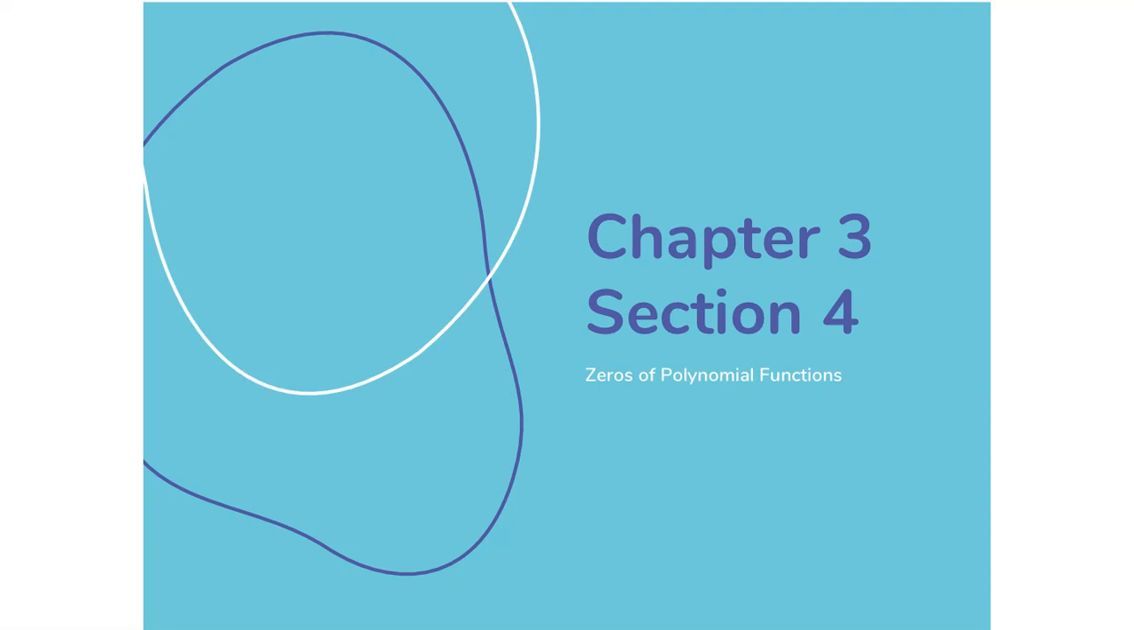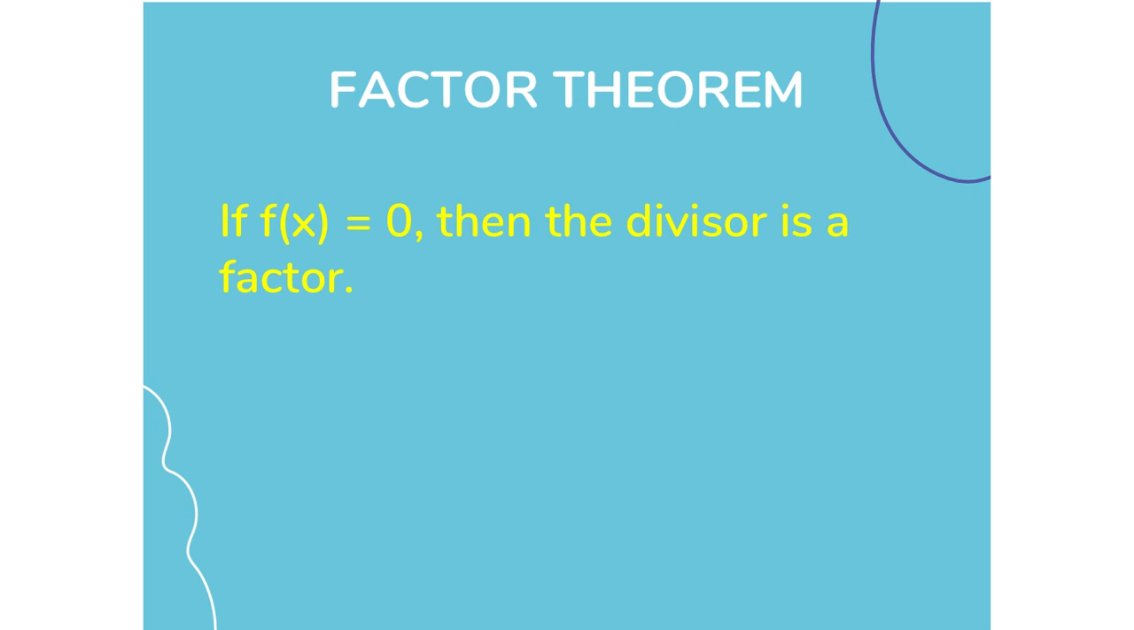All right, this is chapter 3, section 4, zeros of polynomial functions. We have already discussed how to find the zeros of polynomial functions. These are just a little extra step for you to solve something by using factors or solving for your factors.